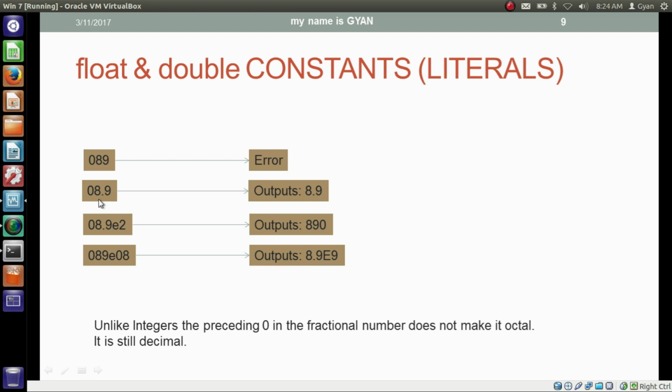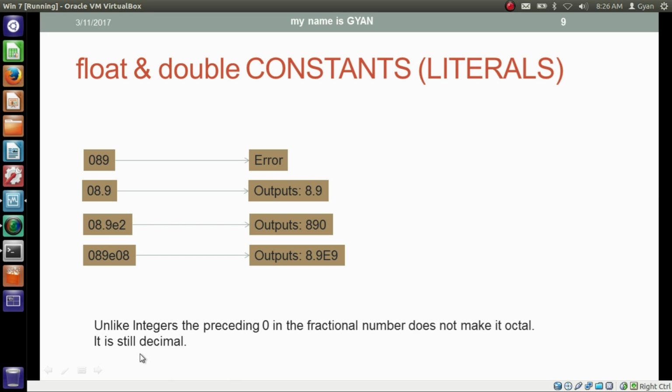Although the digits we are using are 8 and 9, which are not fit for an octal constant, it's not an octal. It means the preceding 0 does not matter whether you write it or not. So don't think that writing 08.9 is in octal. It's still decimal. Similarly, 08.9E2 results 890. And 089E08 results 8.9E9. So these three literals are in decimal, not in octal, even if they have preceding zeros. Unlike integers, the preceding 0 in the fractional number does not make it octal.